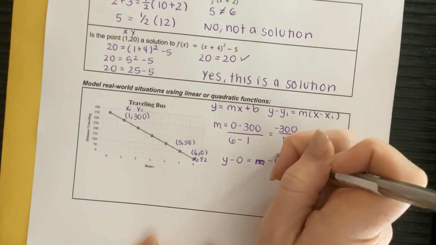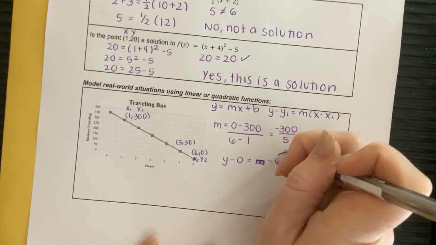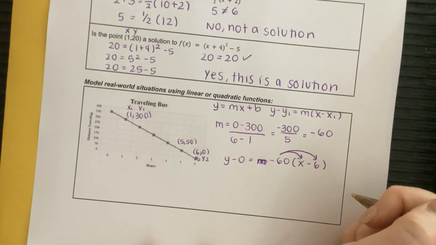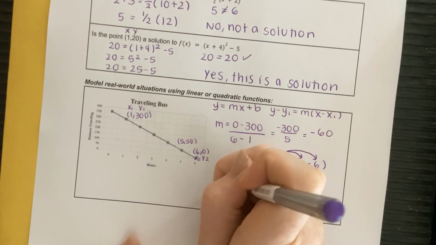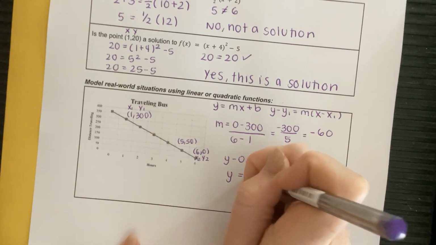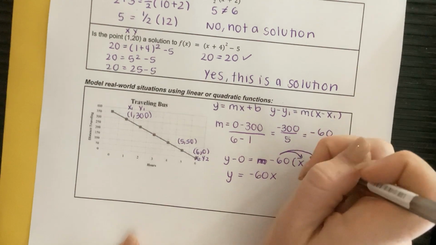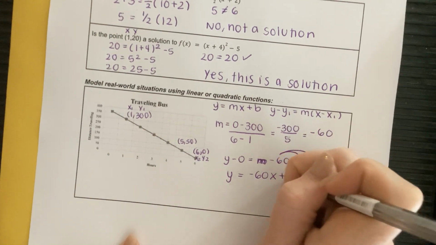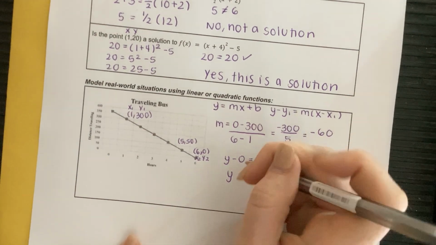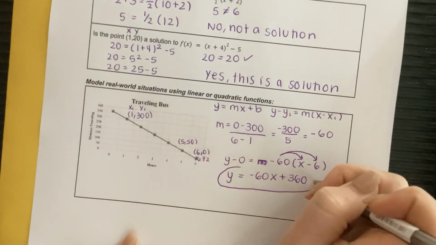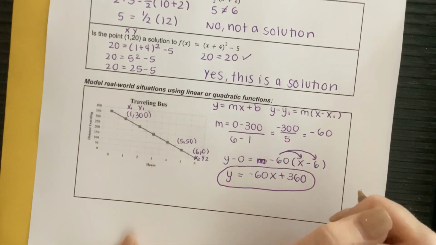That's your point slope. Technically you could leave it in that form, but if we went ahead and distributed, we're just going to rewrite this side as y is equal to negative 60x. Negative 60 times negative 6 is going to give us positive 360. So that would be the equation that you would get from there.